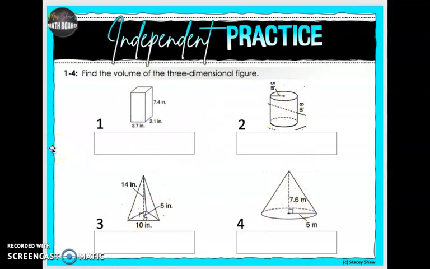Basically, if you just remember those 2 formulas, for the prism and cylinder, it's area of the base times the height. For pyramid and cone, it's 1/3 the area of the base times the height. So they're all pretty close. Area of the base times the height for these 2, 1/3 area of the base times the height.